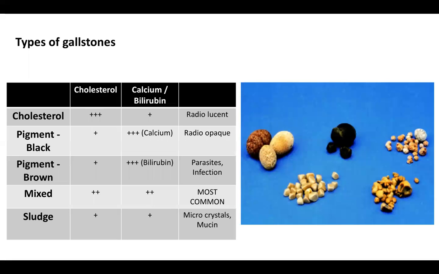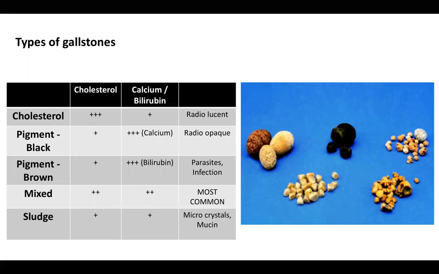Now, having said that, there are different types of stones: cholesterol, black pigment, brown pigment, mixed stones, or what is called sludge. Now, the variation in the calcium and the bilirubin concentration is what determines whether a stone is radio-opaque or radiolucent. So the higher the concentration of calcium, the more radio-opaque, that is, it can be picked up on an X-ray or a CT scan. Radiolucent stones can even be picked up in an ultrasound.